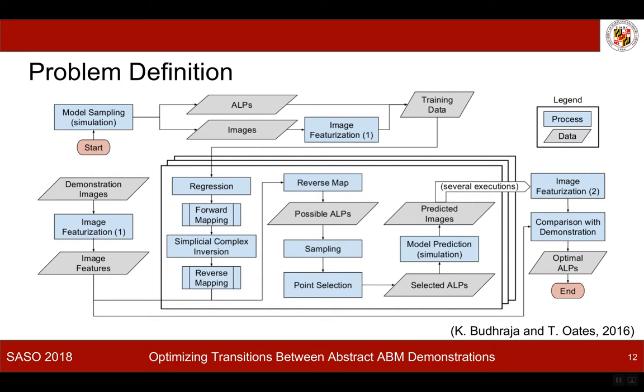The user, at each time step, will generate a set of images that they would like to reach. These images are then featurized. The image features are put into the AMF Plus framework. The framework will, over several executions, determine the best ALPs to achieve that desired target. This will be performed a number of times, and then each image will be simulated, featurized, and compared with the target image to determine the optimal option to use. This will then be repeated until convergence.